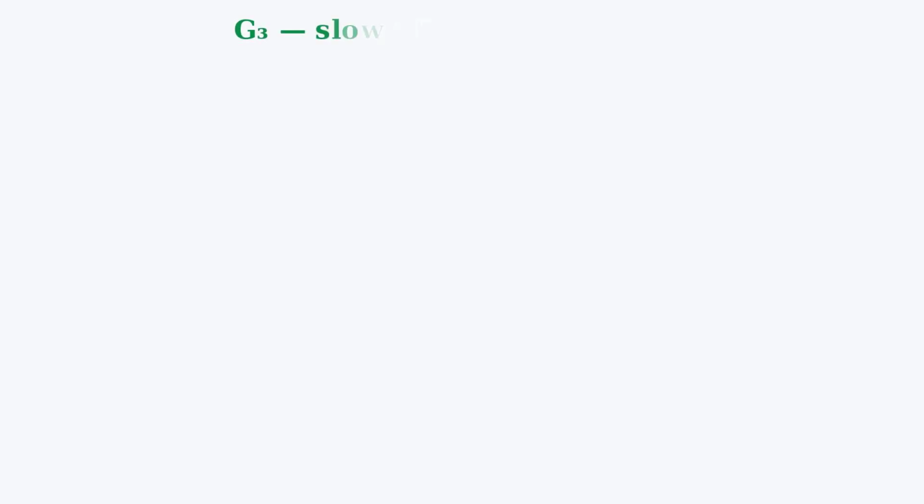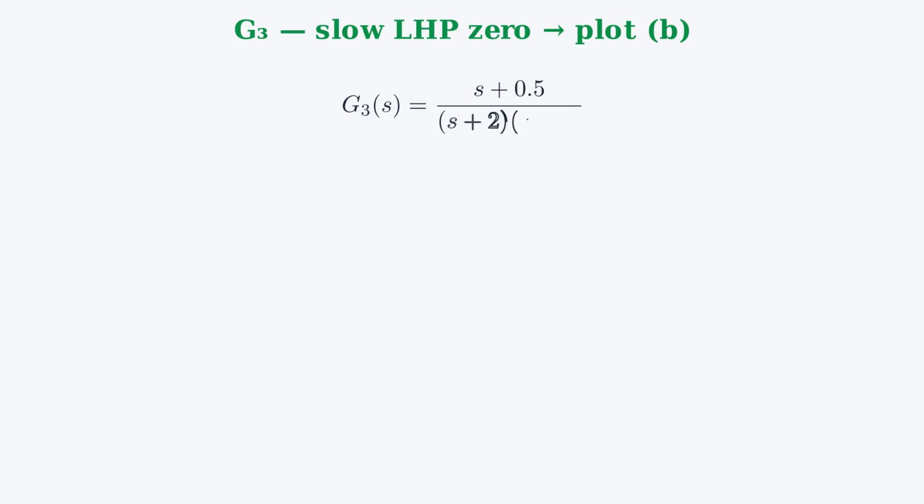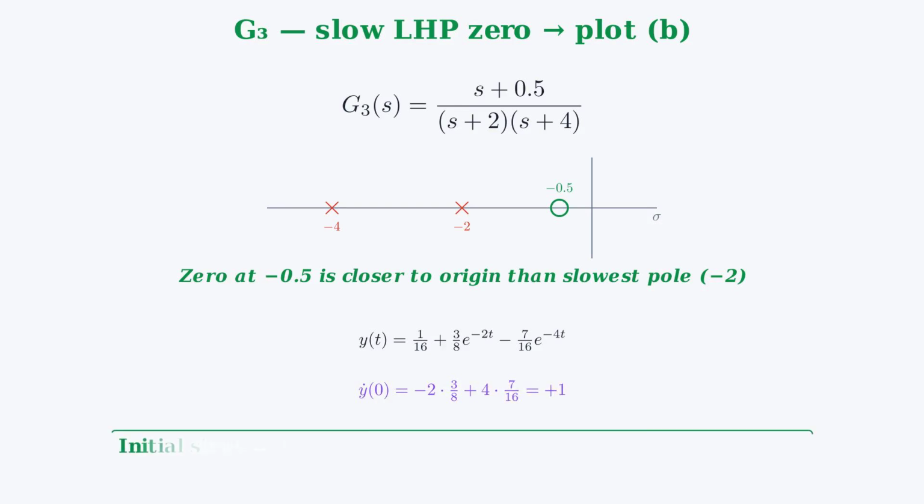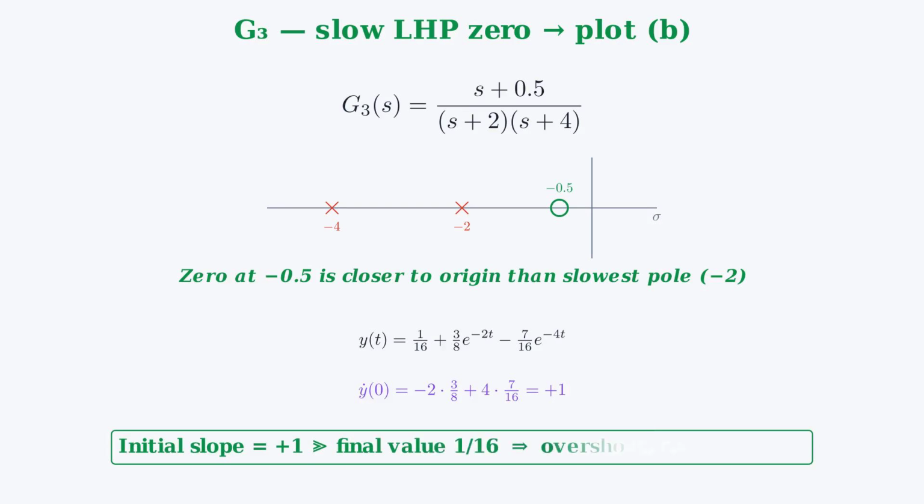g3 of s equals (s plus 0.5) divided by (s plus 2) times (s plus 4). Both poles at -2 and -4 are real and in the left half plane, so no integrator, no undershoot, no oscillation. The response is monotonic. Well, almost. There is one twist. The zero is at -0.5, which is much closer to the origin than either pole. Slow zeros amplify the transient.